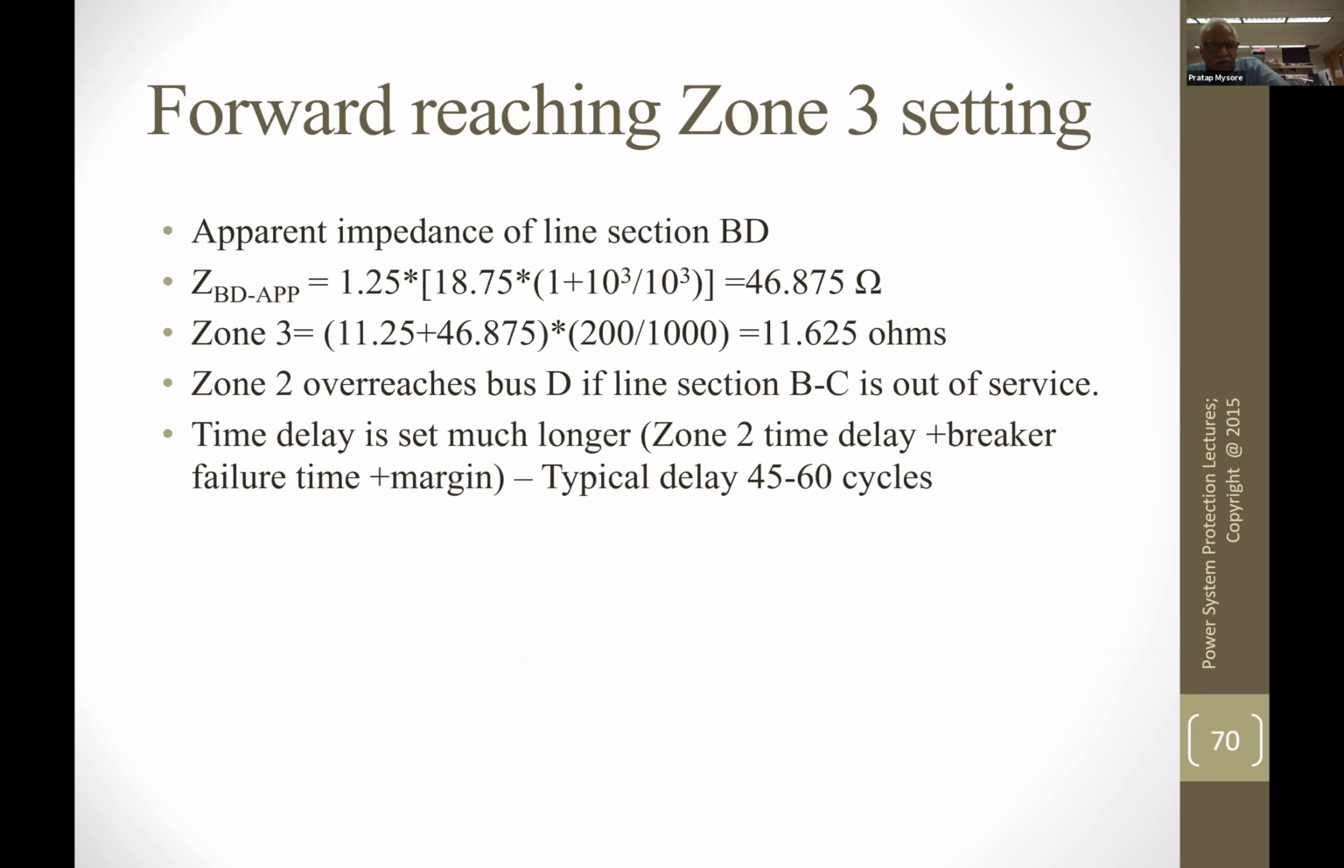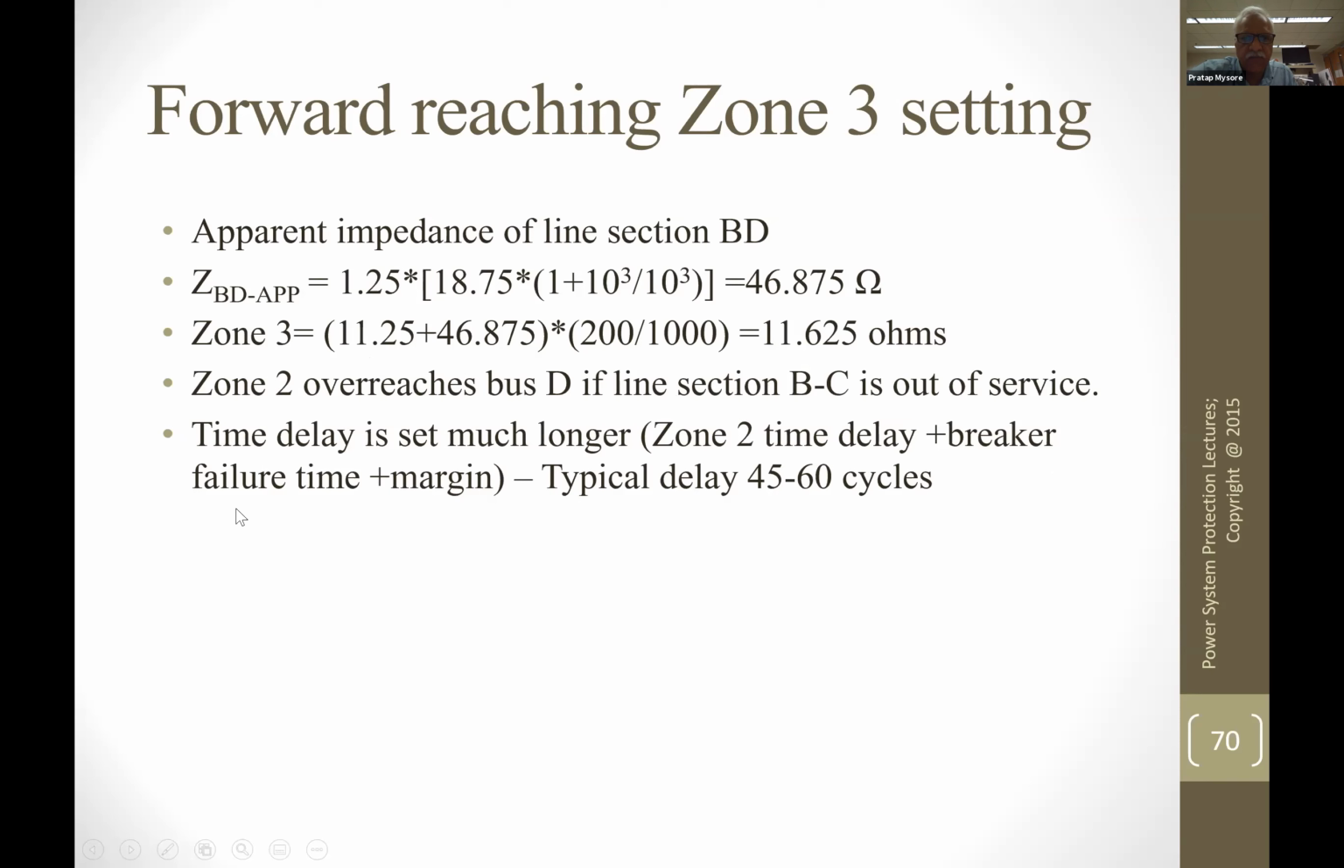Forward reaching zone 3. We know the apparent adjacent longest line section is BD, is 1.25 and 1 plus 10 power 3 by 10 power 3. That is, we are assuming the same current coming in from 2, and it is 46.875. And then 11.25 plus 46.875, and then you are converting it to secondary ohms. So that comes down to 11.625. Zone 2 overreaches bus D, but if the line section is out of service, so zone 3 actually here, it is not zone 2. So time delay is set much longer.